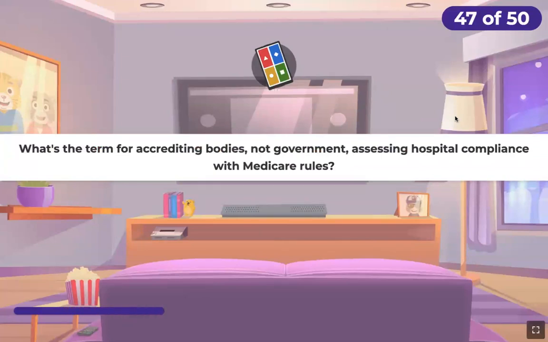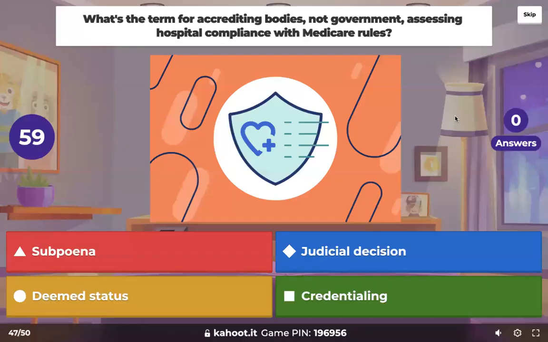More management thought, right? What's the term for accrediting bodies, not government, assessing hospital compliance with Medicare rules? An accrediting body that assesses hospital compliance with Medicare rules. What's that term for that entity? What can we call them?